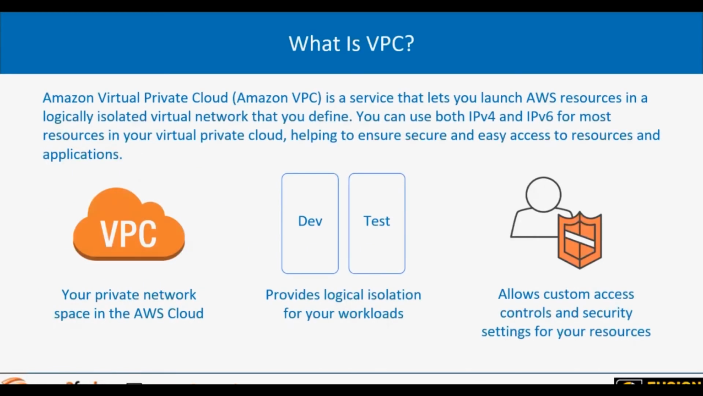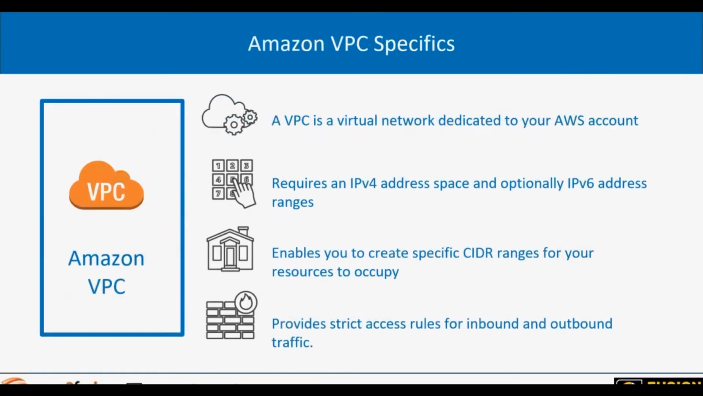First, what is VPC? Again, VPC is a service that lets you launch AWS resources in a logical isolated virtual network that you define, and this is your private network space in the AWS cloud. With VPC, you can isolate your environment for your workloads. Within a VPC, you can set custom access controls and security settings for your resources. We'll see how that can be done.